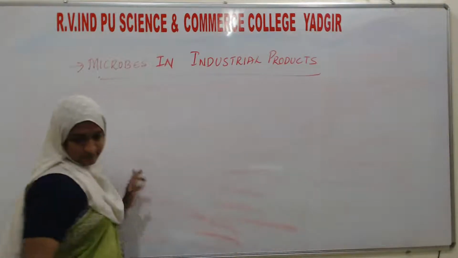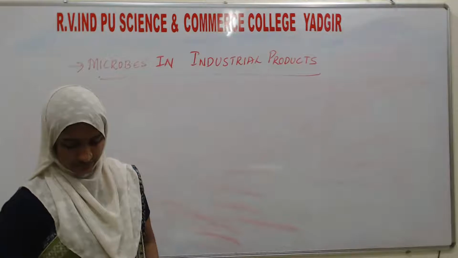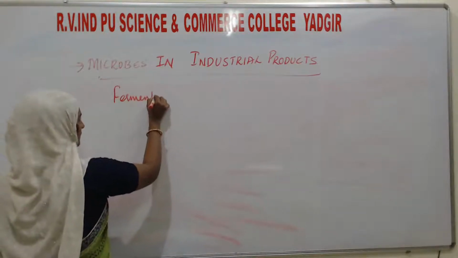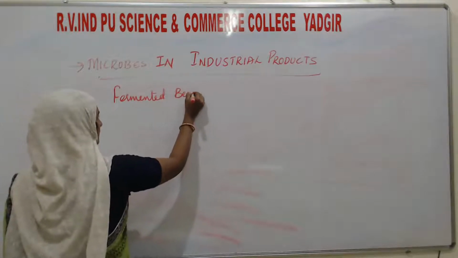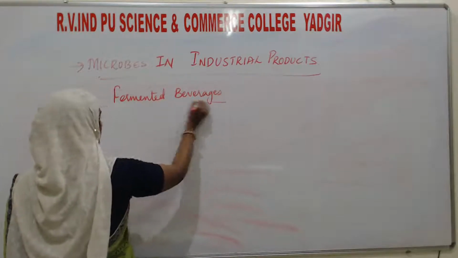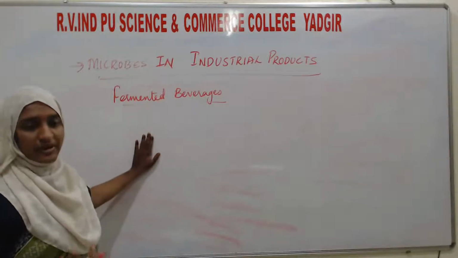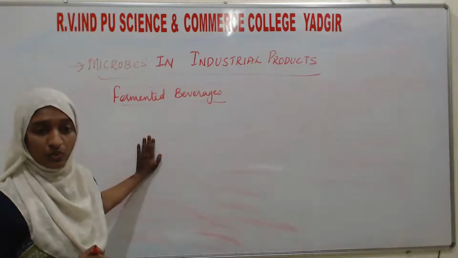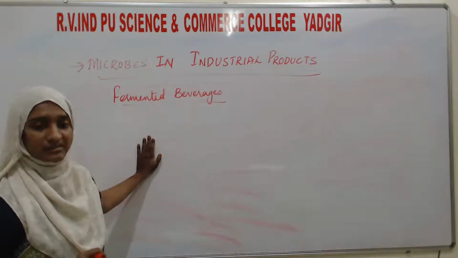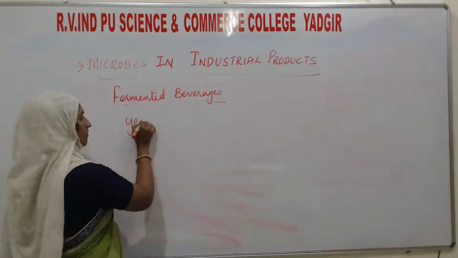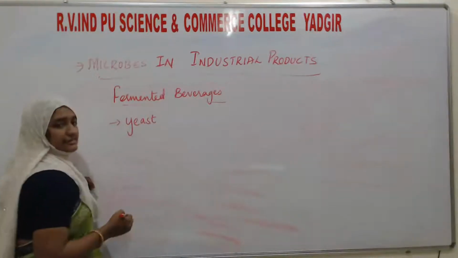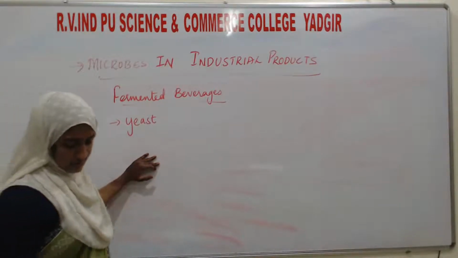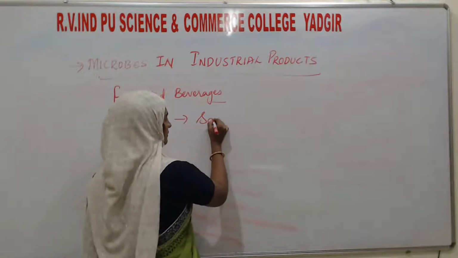Next, first we will see the fermented beverages. In these fermented beverages or fermented drinks, which microbe is specially used? That is the yeast. The commonly used microbe is the yeast, and the strain of yeast used is Saccharomyces cerevisiae.